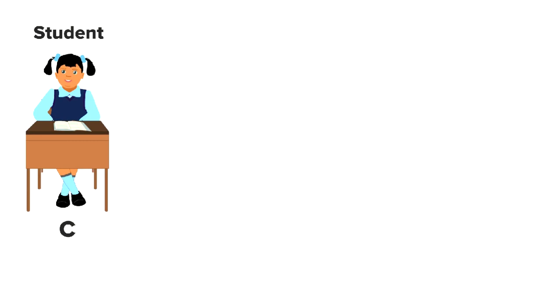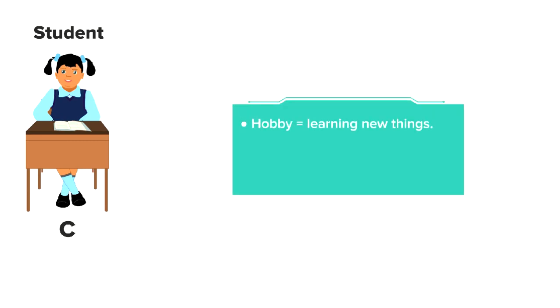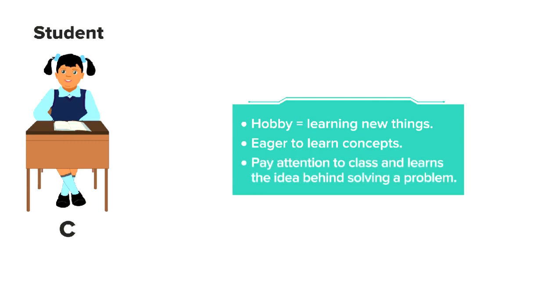Lastly, we have the ideal student C of the class. Her hobby is learning new things. She is purely interested in learning the key concepts and the problem-solving approach in the math class rather than just memorizing the solutions of the classwork.